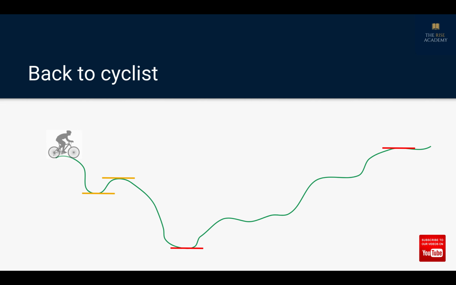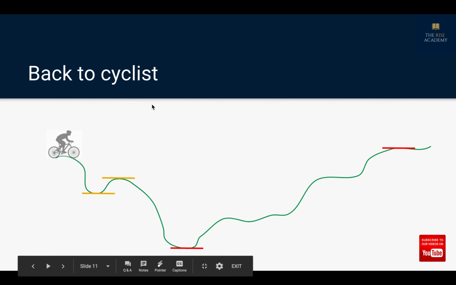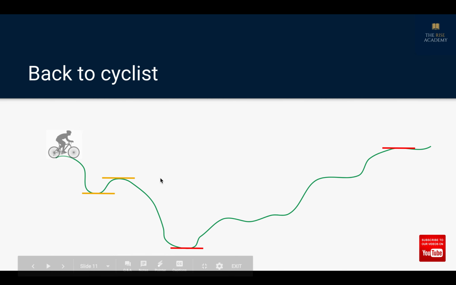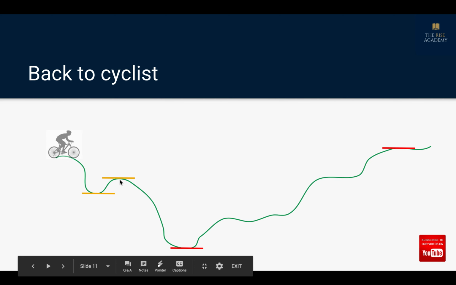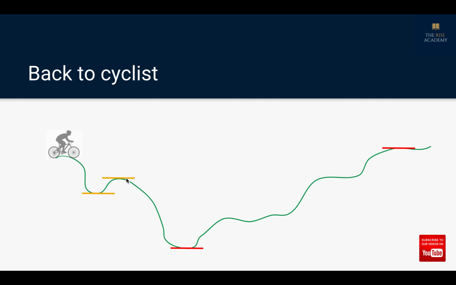So the red lines represent what are called the global minima and the global maxima, because globally, all throughout this function, this is my minimum and this is my maximum. But if I look locally, only at this part of the function, then this is my minimum and this is my maximum.